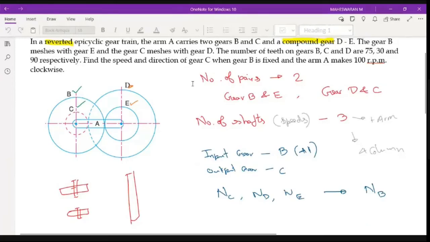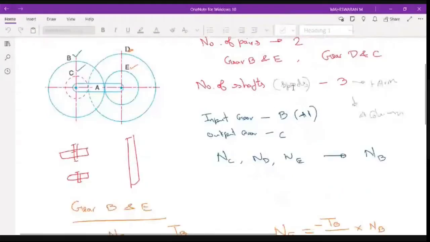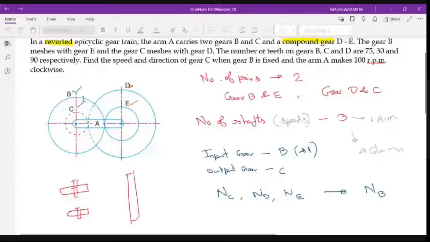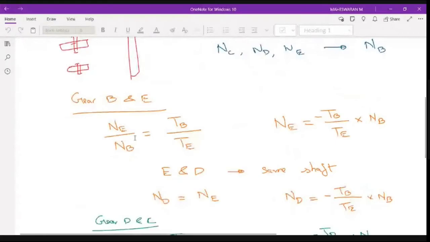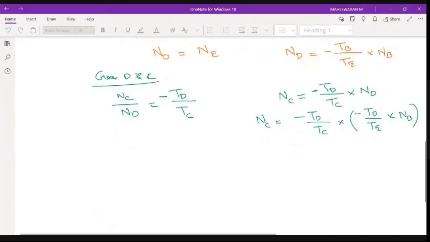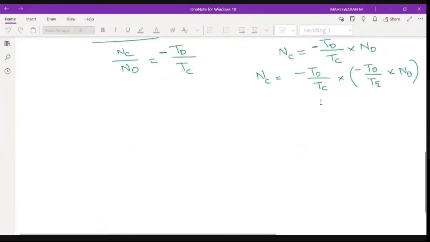We identified the number of pairs, what the pairs are, the number of shafts, and what the input gear and output gear are. Then we made an analysis. Based on this, if I consider B as the input, we made an arrangement. What will be the speed with respect to B? Everything with respect to B: NE with respect to NB, similarly ND with respect to NB, and similarly the compound gear NC with respect to NB. So everything is identified.